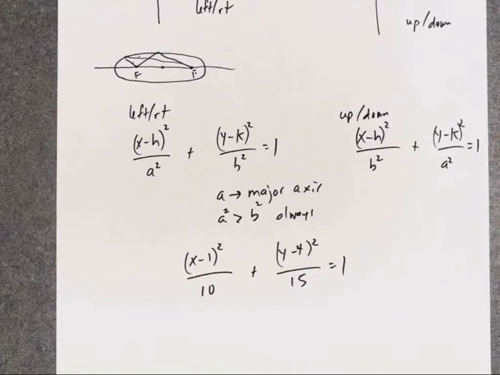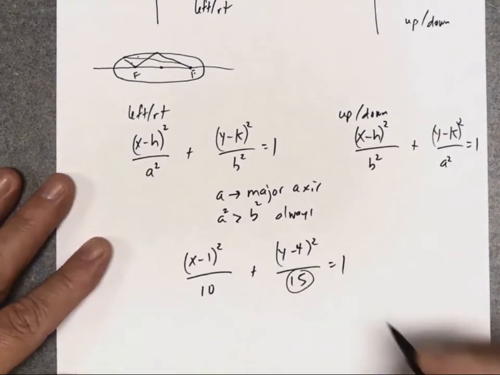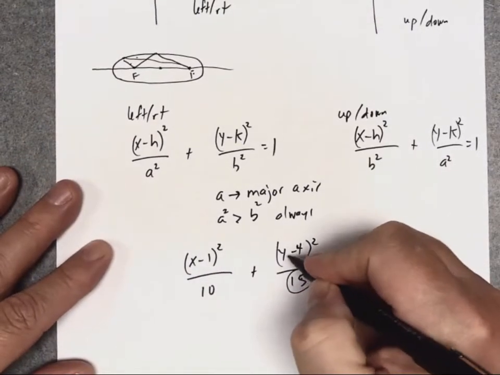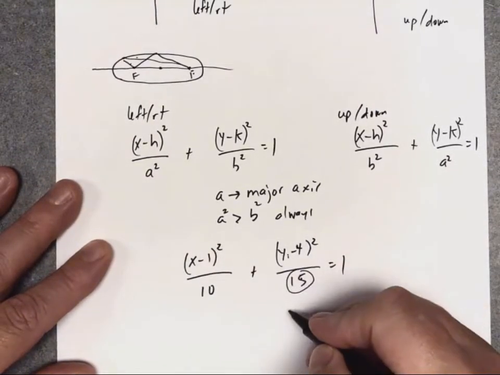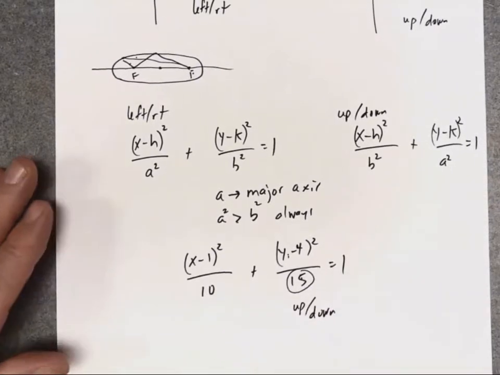And I want to know if this is an up or down or a left or right. All I do is go see which denominator is larger. And because the larger denominator is with the y, then I know this is going to be an up or down parabola.